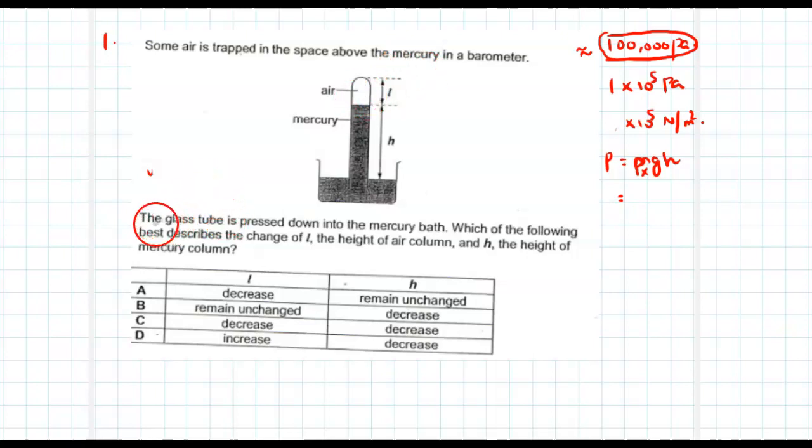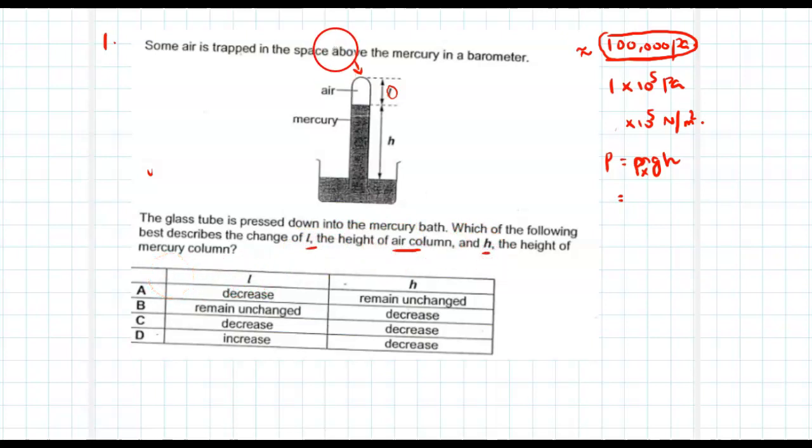So what is the question? The glass tube is pressed down. Now we are pressing this glass tube down. When we press this glass tube down, what happens? Which of the following best describes the change of length of the air column trapped in the glass tube, and the height of the mercury column? Sorry, L is the height of the air column and h is the height of the mercury column.